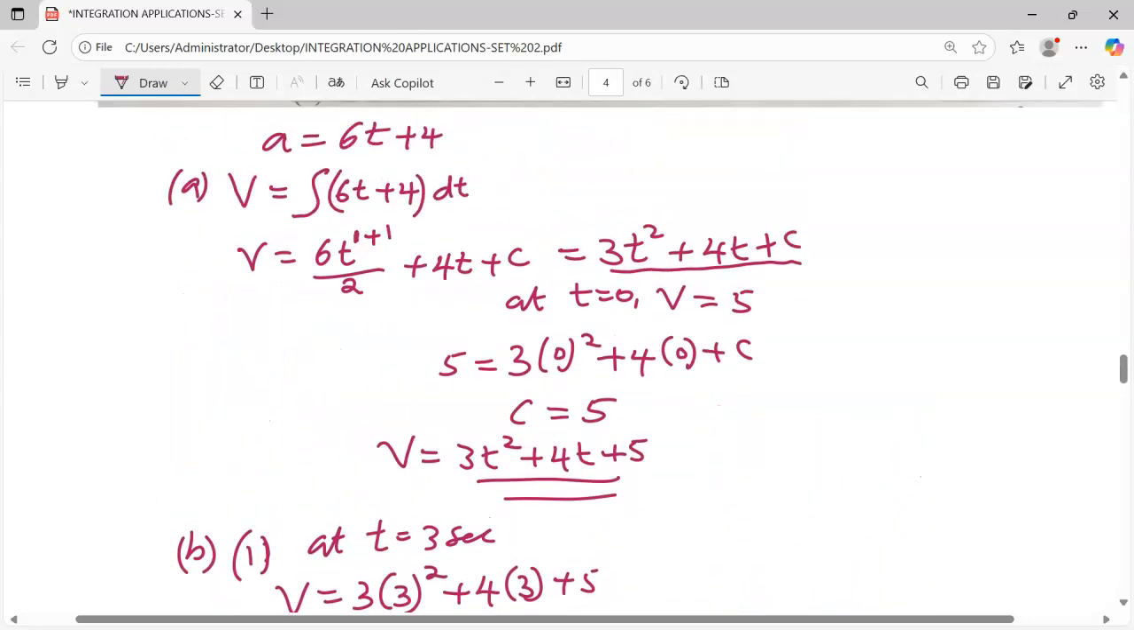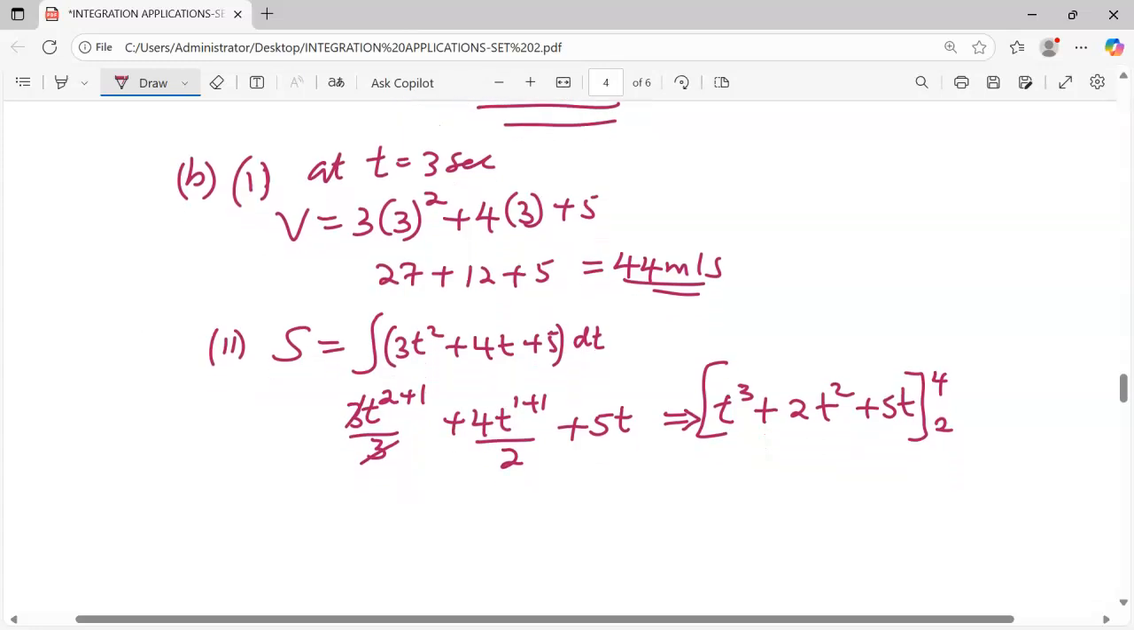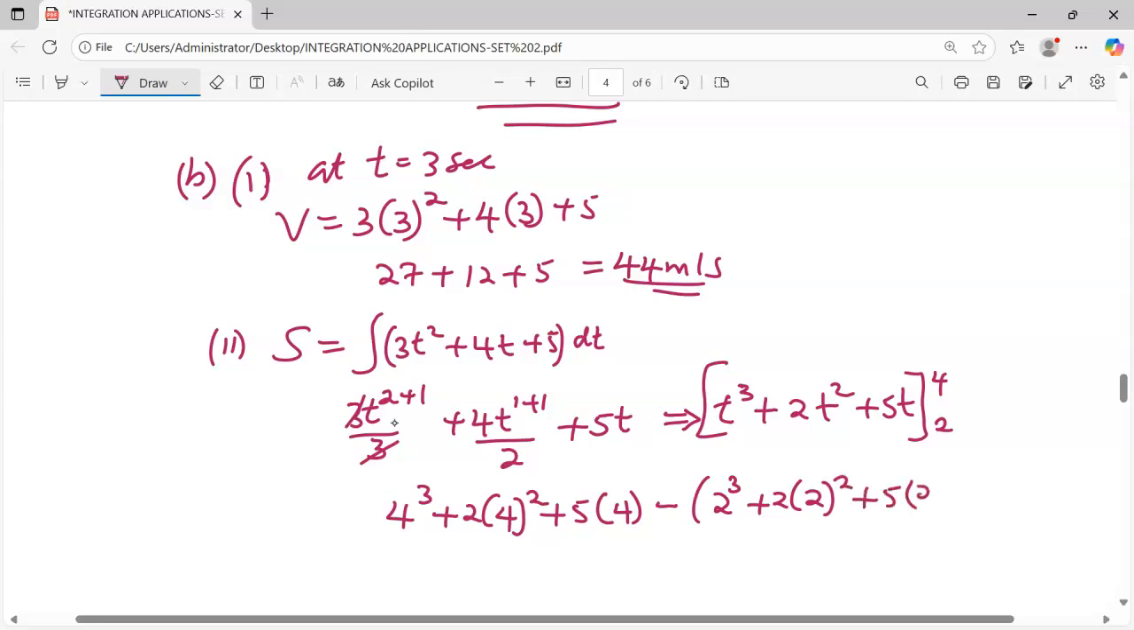Then the limits we have been given are between t equals 4 and also 2. At this point now we substitute the maximum value of t and the minimum value of t, then subtract the 2. Therefore we are going to have 4 cubed plus 2 times t, the value of t is 4 but it is squared, plus 5 times t, which is 4, minus the value of t, which is minimum, is 2 cubed, plus 2 times t, which is 2 squared, plus 5 times t, which is 2.